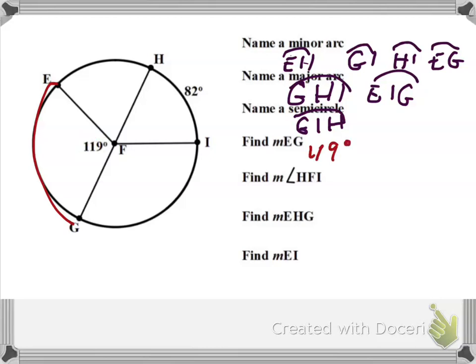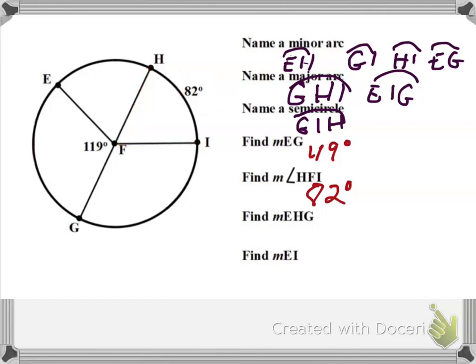All right. Okay, so let's see, what's the next one say? Find the measure of angle HFI. So angle HFI is right there. It doesn't tell me, but it's the same as the arc, right? The arc is the same as the central angle, so the arc is 82. Therefore, the measure of angle HFI is also 82 degrees.